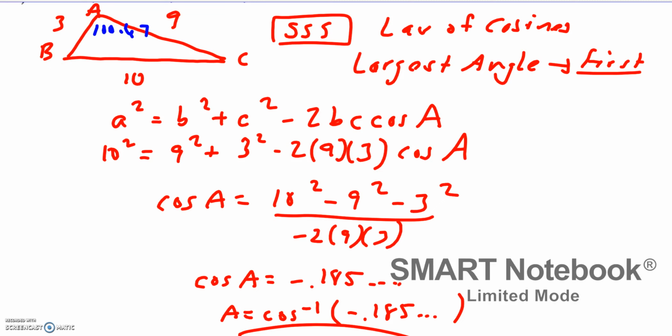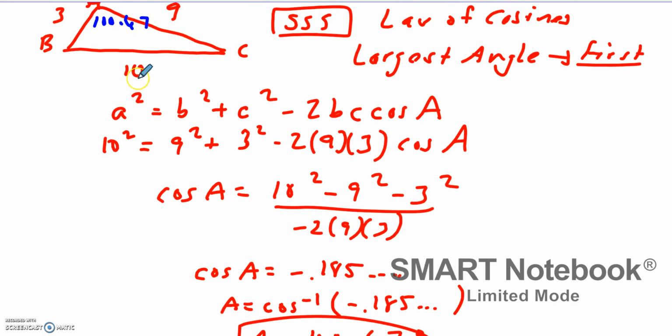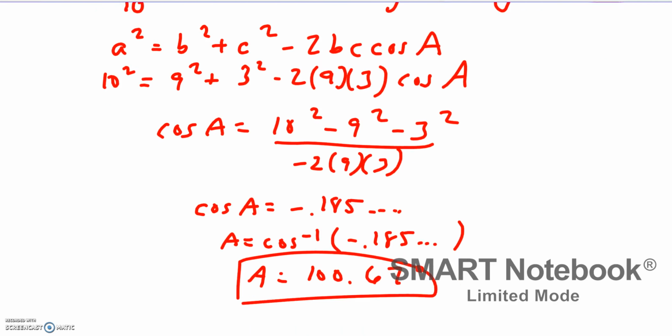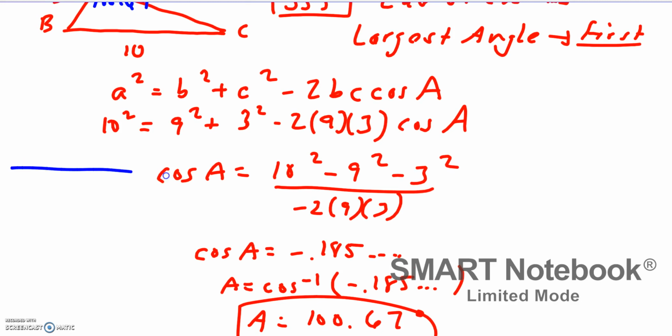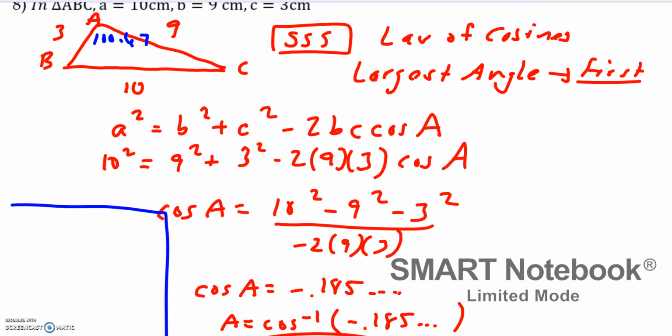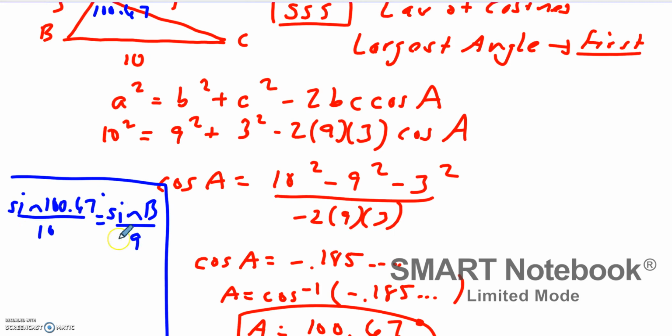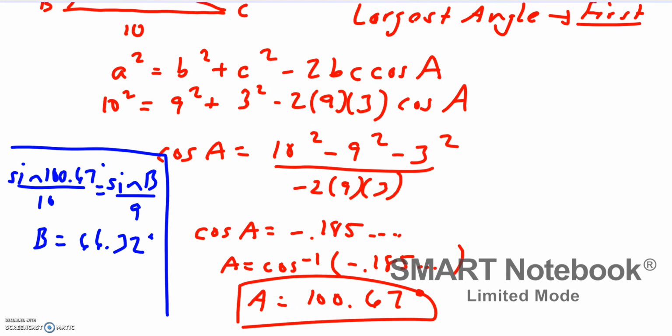So if I'd like to find the next angle B, because I have an angle across from a side now, I can use law of sines if I want to. So in this little box, I'll continue to find angle B. So that could be sine of 100.67 degrees over 10 is equal to sine of B over 9. If I cross multiply and solve this, and I'm just going to tell you what the answer I got, B is 66.32. Feel free to pause the video and check to see if my cross multiplication is correct.